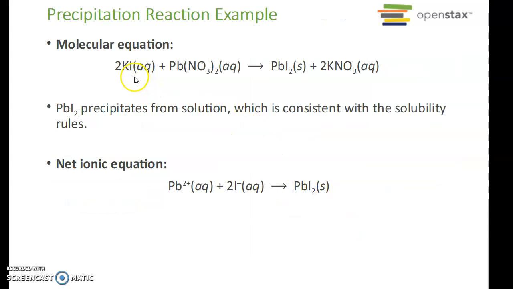So a molecular equation that involves a precipitate occurs right here. The net ionic equation is just this right here, where we remove the spectator ions and all the other things that are present. I think we will stop there and then continue on with the next section.